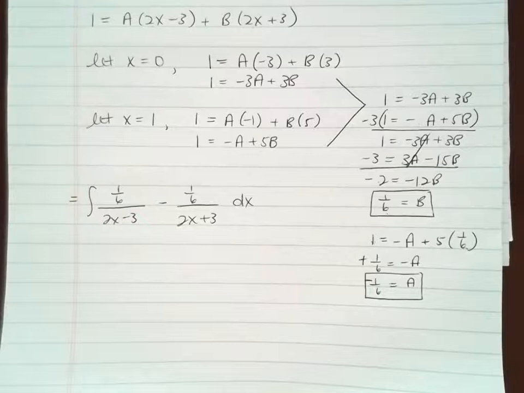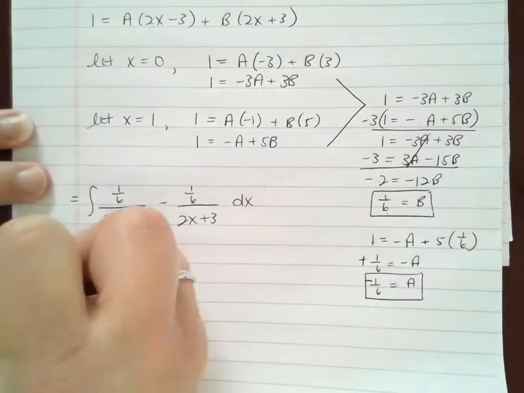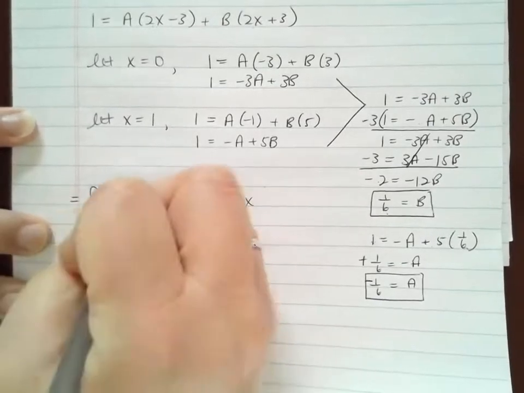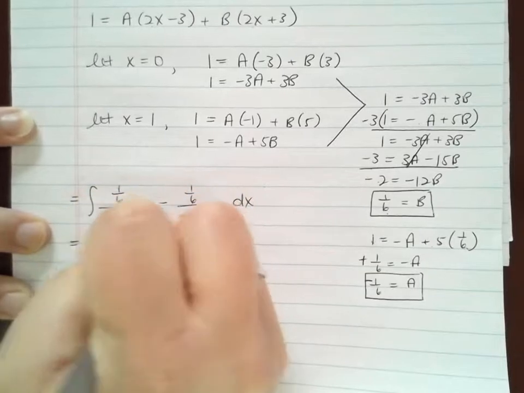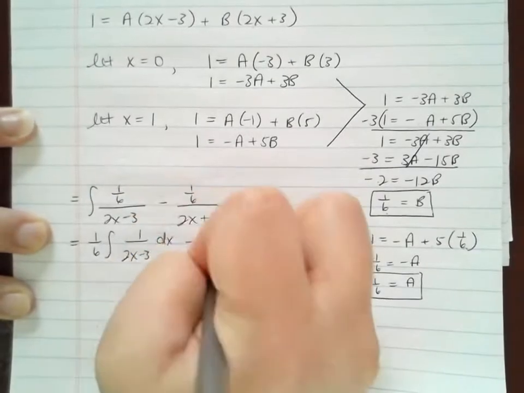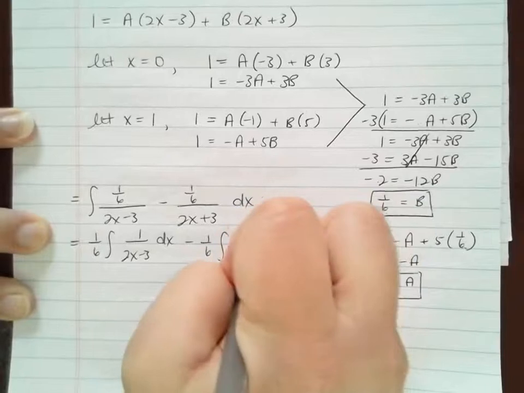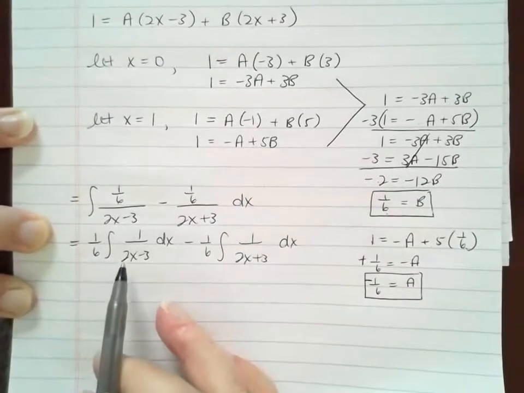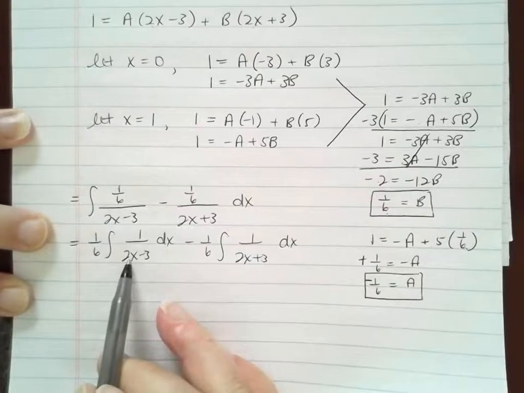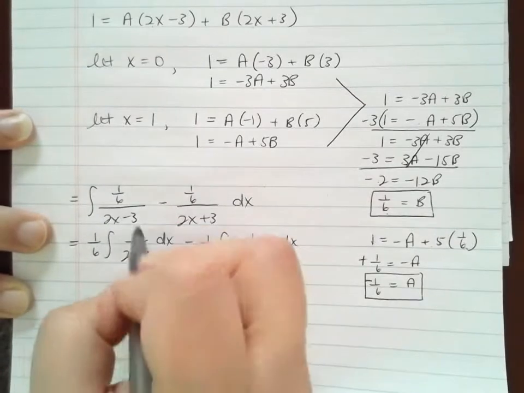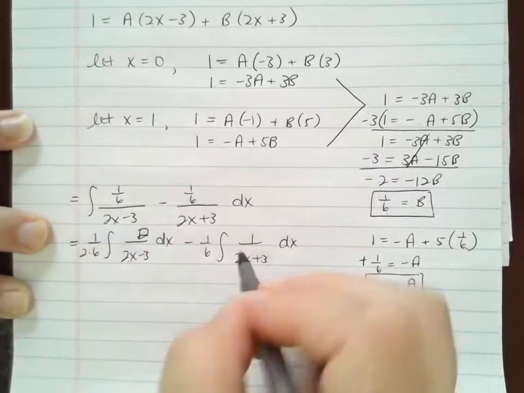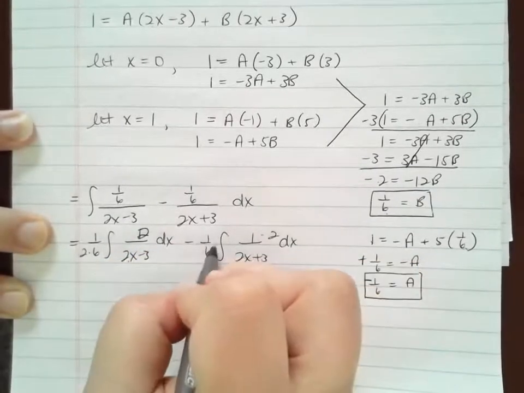But all right, treat these as two separate integrals. I think it would be much easier if I actually wrote it that way. So I've got 1/6 times 1 over 2x minus 3 dx minus 1/6 times 1 over 2x plus 3 dx. If I do u sub, then u is 2x minus 3 and du is 2 dx. So I need a 2, balance it with a 1/2. Same here, I need a 2, balance it with a 1/2.